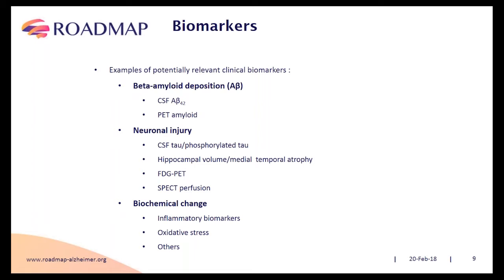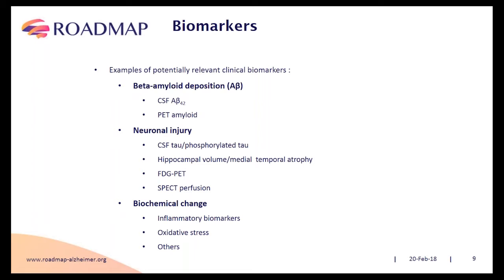So the depletion of A beta from the CSF and the accumulation of A beta in the brain are associated with Alzheimer's disease pathology. There are also biomarkers of neuronal injury, such as tau, which is a downstream biomarker from A beta, and then also broader measures of neuronal injury, such as hippocampal volume and FDG PET, and also SPECT perfusion. And there are also some more exploratory biomarkers that people are trying to understand a little bit more about and their relation to Alzheimer's disease, which are your inflammatory biomarkers, oxidative stress, and other biomarkers.